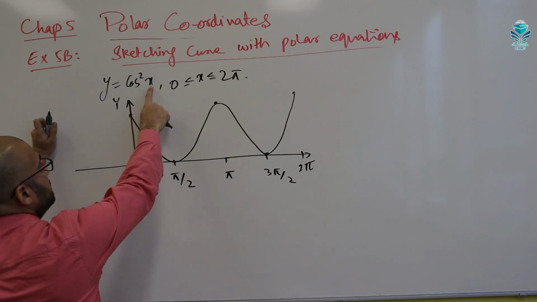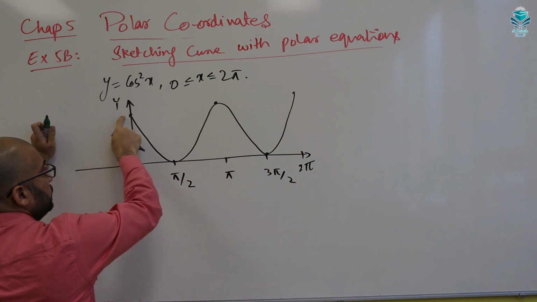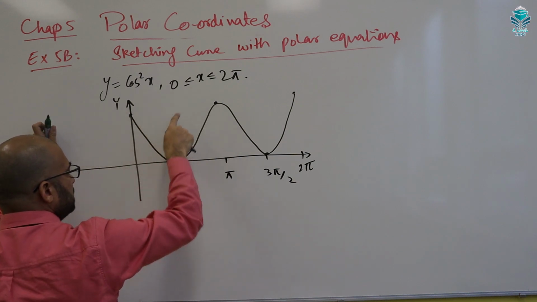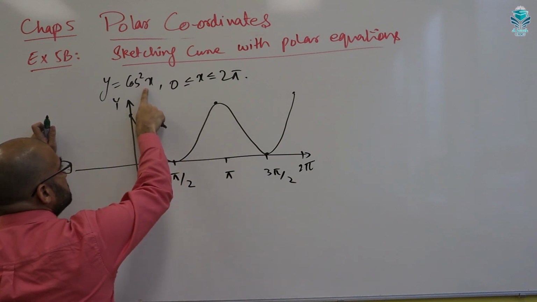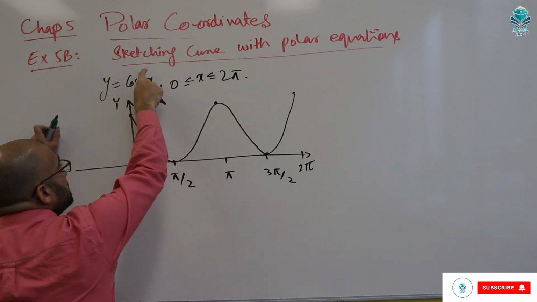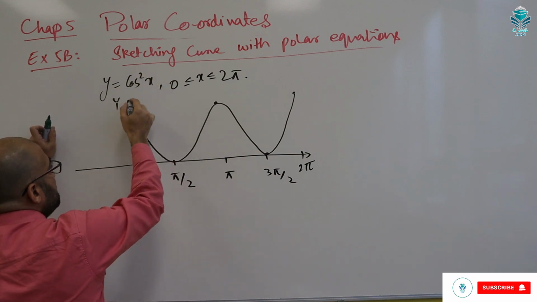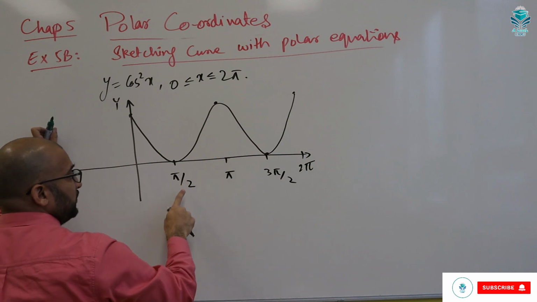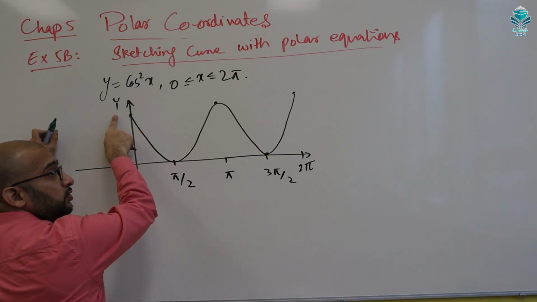You substitute x equal to 0, you will get 1. You substitute x equal to pi by 2, you will get 0, y is 0. When you substitute pi, you will get minus 1 squared, y is 1. So it means you give the value of x and get the output y.